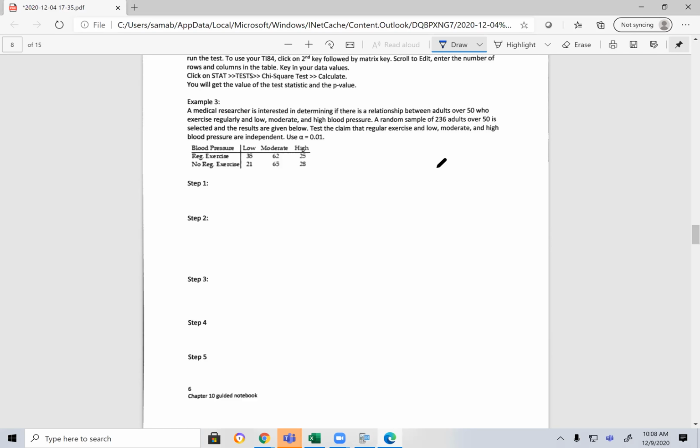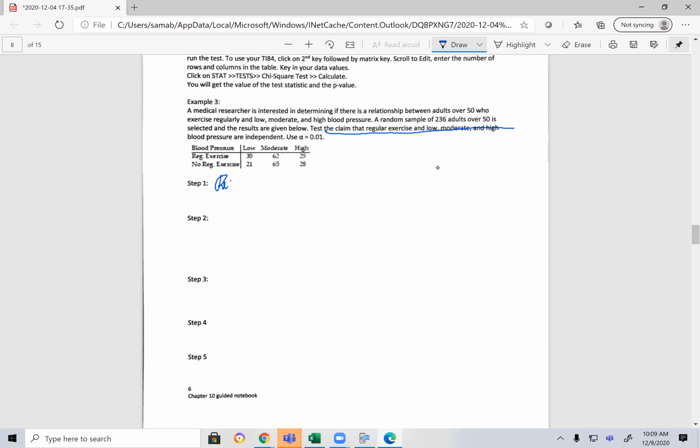A medical researcher is interested in determining if there is a relationship between adults over 50 who exercise regularly and low, moderate, and high blood pressure. A random sample of 236 adults over 50 is selected, and the results are given below. Test the claim that regular exercise and low, moderate, and high blood pressure are independent. As I told you, the null hypothesis is that the variables are independent. So what he's asking us is giving us the claim to be in the null hypothesis. So we just write it down.